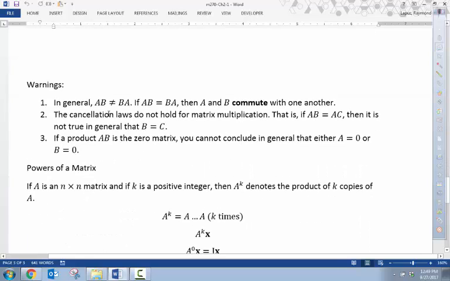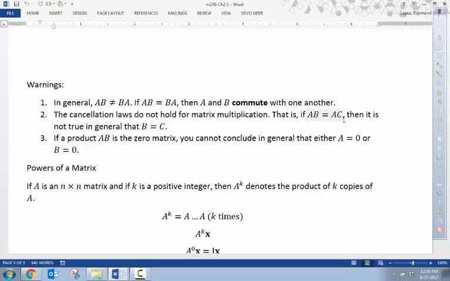A handful of warnings from last time. It's not commutative. It doesn't follow the canceling property. You know how we can cancel the A in AB equals AC. We cancel the A's out. The whole idea of canceling doesn't work out so well with this. You can do that if A is invertible, and the inverse matrix is the stuff that we're going to talk about today.